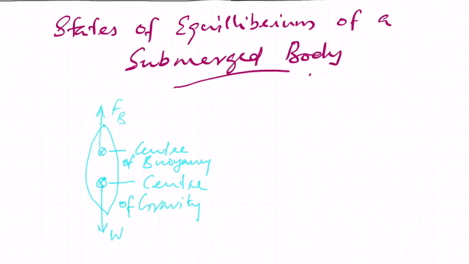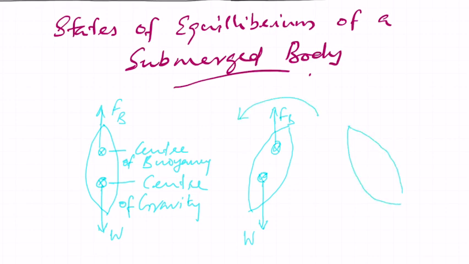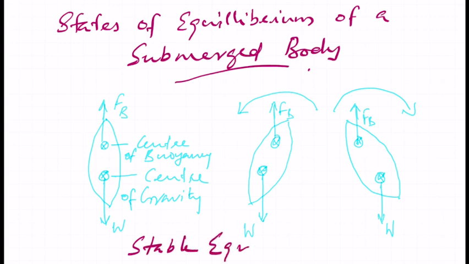Now let's say the body is tilting clockwise. So if the body tilts clockwise, the weight and the force will still act vertically downward and upward. However, there will be a distance between them which will create a couple, and in this arrangement the couple will be counterclockwise and forcing the body to come back to its original position. Now if the same body tilts counterclockwise, the moment created as described here will be clockwise, forcing the body to go back to its original position. So that's called a stable equilibrium condition of a submerged body.